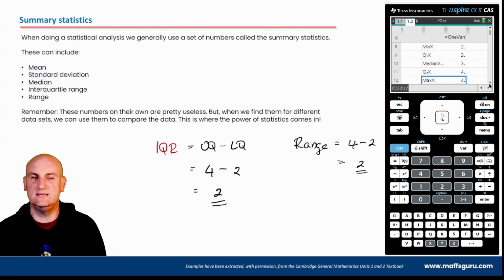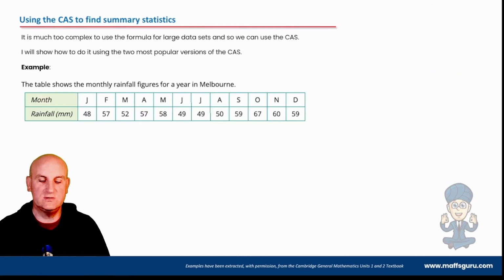Why? Well, range in this situation, I don't have any outliers. I'm quite happy to use that. Job done. So summary statistics, really, really important.